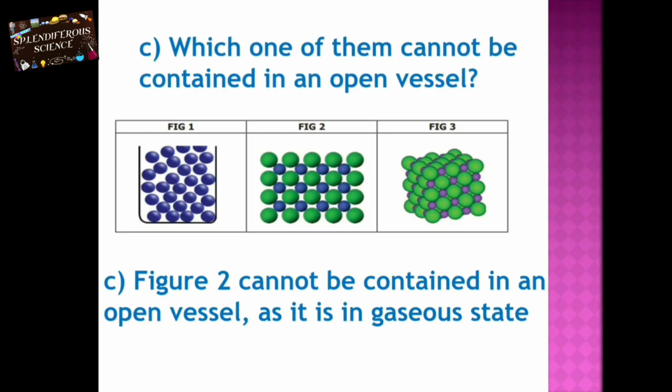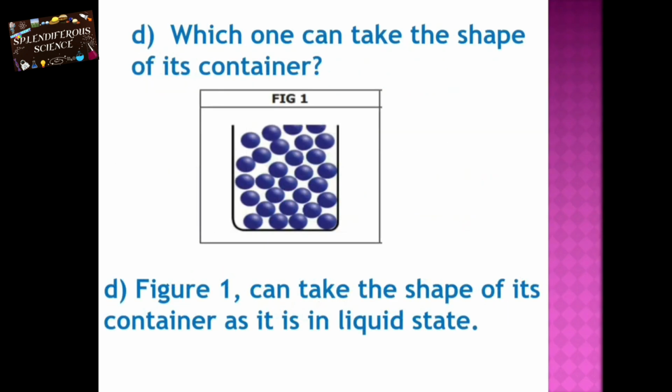C. Which one of them cannot be contained in an open vessel? We definitely know that it is figure 2. Figure 2 cannot be contained in an open vessel as it is in gaseous state. D. Which one can take the shape of its container? The answer is figure 1. Figure 1 can take the shape of its container as it is in the liquid state.